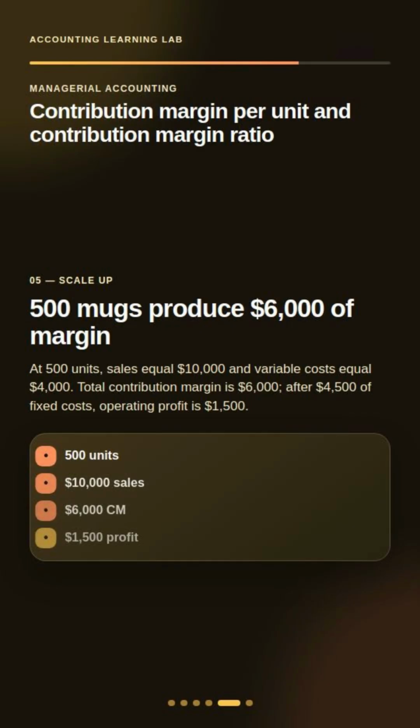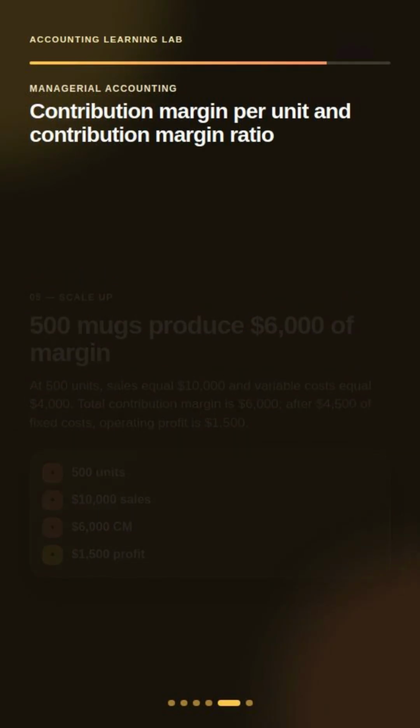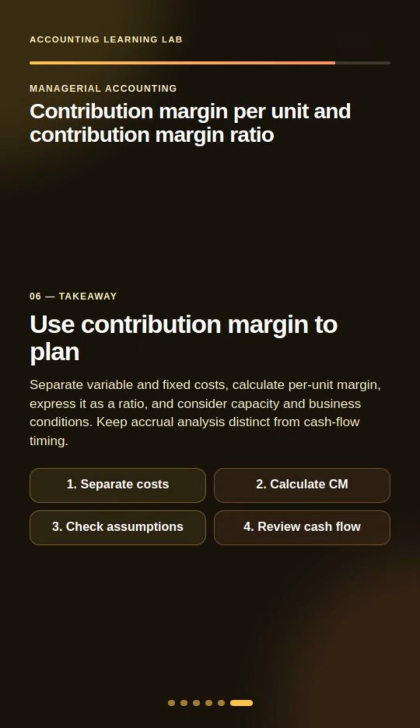Contribution margin supports planning, pricing, product mix, and short-term decisions, but it depends on sensible assumptions. Review the selling price, variable cost behavior, relevant activity range, capacity, and other business conditions. A higher margin does not automatically make a product best if it uses scarce capacity or creates other costs. Use this accrual measure as a decision tool and analyze cash flow separately when timing matters.